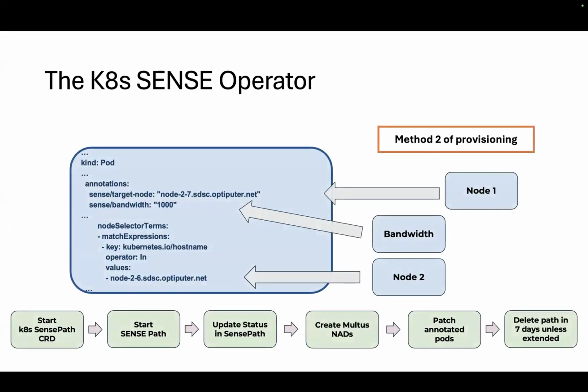And of course, there's another method of provisioning where you don't necessarily set the Sense path explicitly. You just annotate the pod that you're starting on a specific node, targeting another node at a specific bandwidth, with VLAN, like we mentioned, being optional. What that does is it starts the path, creates the Sense path object, updates its status from the orchestrator, and creates the network attachment definition. Like we mentioned, it patches the pod so it has the network attachment definition and the interface shows up inside the pod, inside its shell.